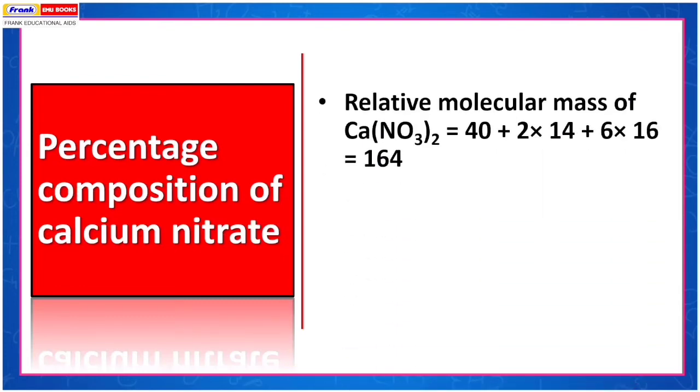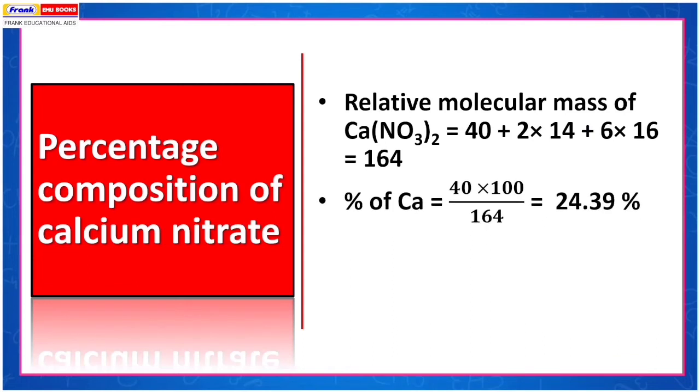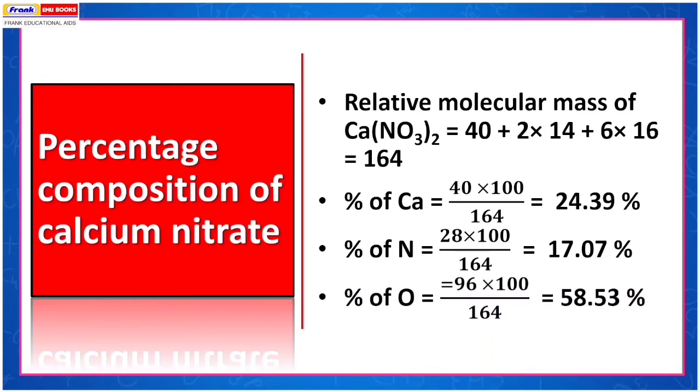Relative molecular mass of Ca(NO3)2 is equal to 40 plus 2 into 14 plus 6 into 16, that is 164. Percentage of calcium equals 40 into 100 upon 164, that is 24.39%. Percent of nitrogen equals 28 into 100 upon 164, that is 17.07%. Percent of oxygen equals 96 into 100 upon 164, that is 58.53%.